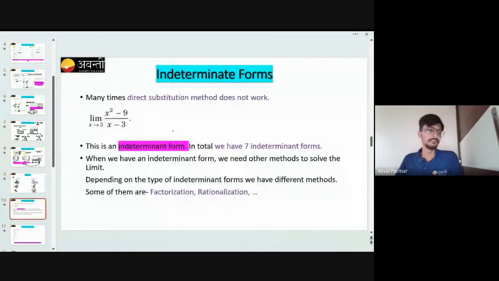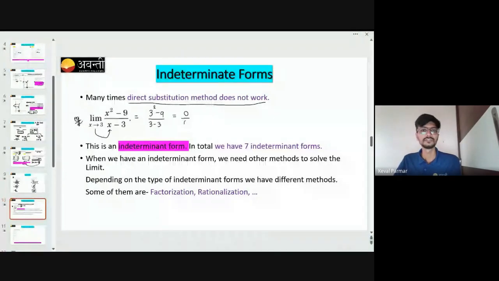As we were saying, many times the direct substitution method does not work. Here is a very simple and interesting example. Suppose I need to find the limit of this and we use direct substitution, meaning we directly substitute 3 in place of x. So I will get 3 square minus 9 upon 3 minus 3. 3 square is 9 and 9 minus 9 is 0, and 3 minus 3 is also 0.